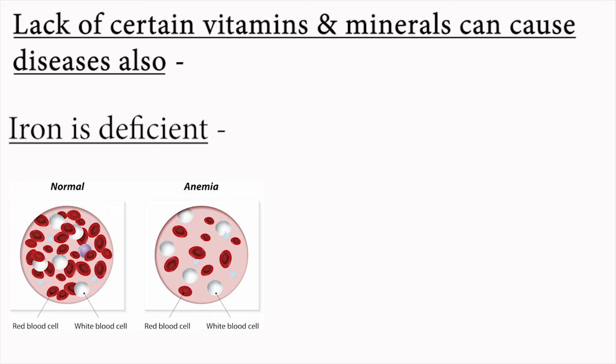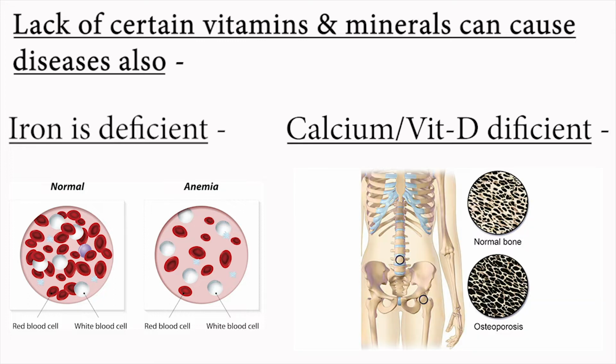Suppose iron is deficient, the child will have low hemoglobin, that is called anemia. If calcium or vitamin D is deficient, then the child will have poor bone growth. So it is very important for us to understand the concept of a balanced diet and provide our children with a proper balanced diet over a period of time so that they can grow to the maximum of their potential.